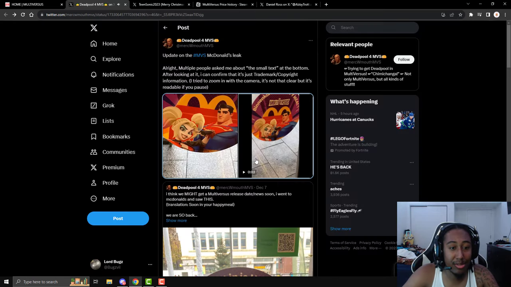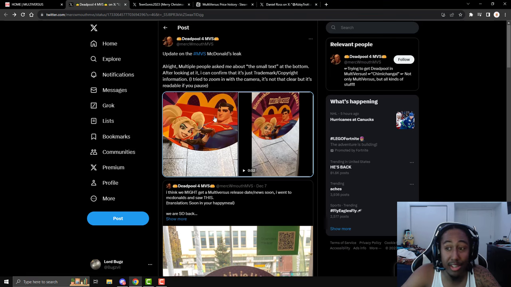Another thing to confirm that it's not old or reused, because apparently people thought it was an old thing, which I'm pretty sure we all talked about if Multiversus was something with McDonald's. But as you can see, Harley's pigtails are red now instead of black. Superman is actually looking at you instead of looking into the distance. These are some new renders of these characters, bro.